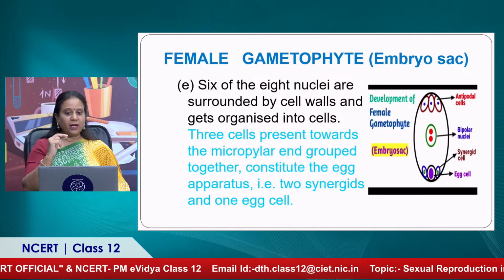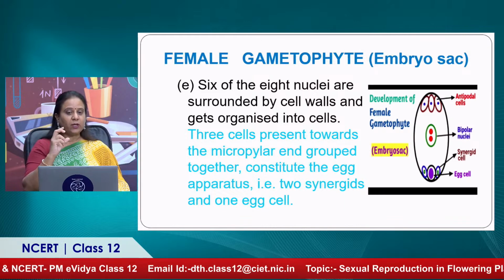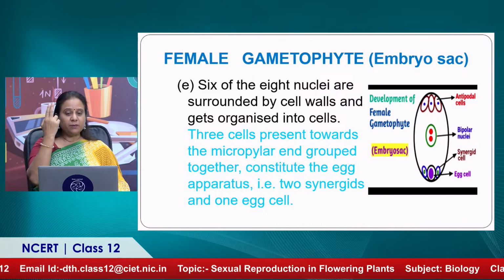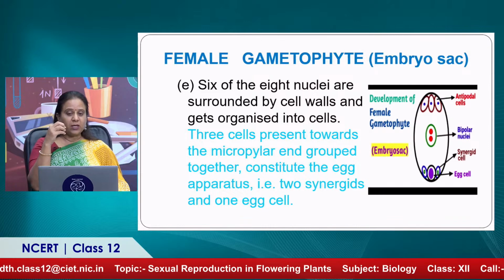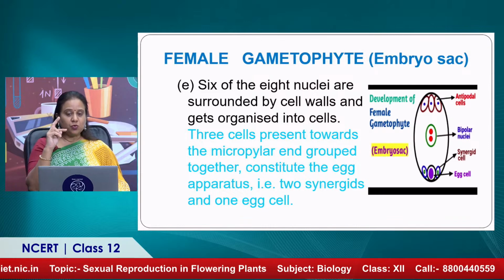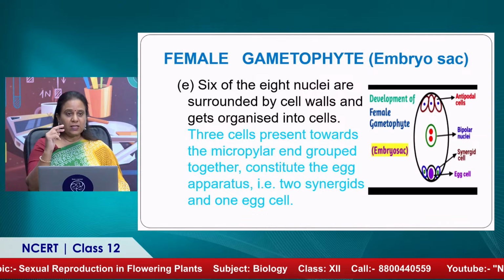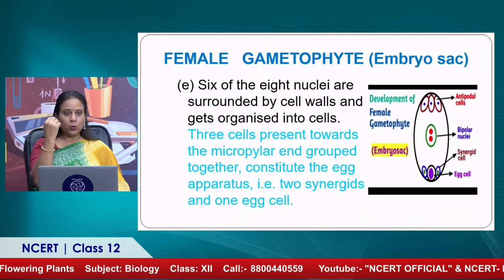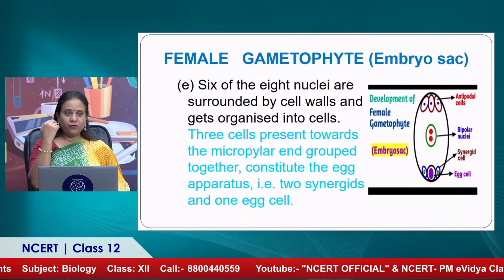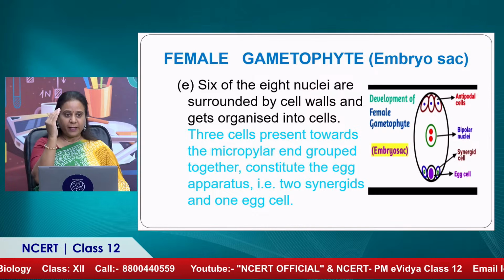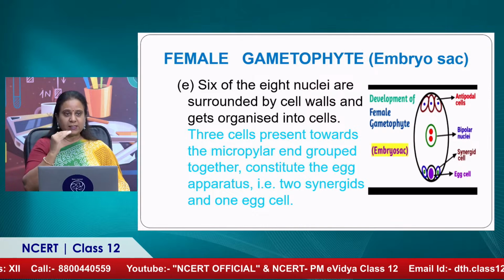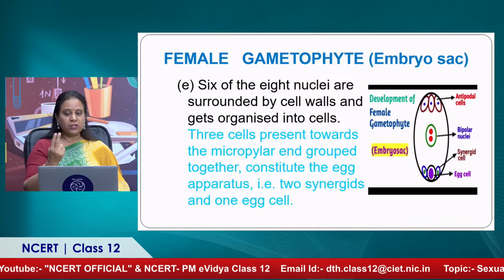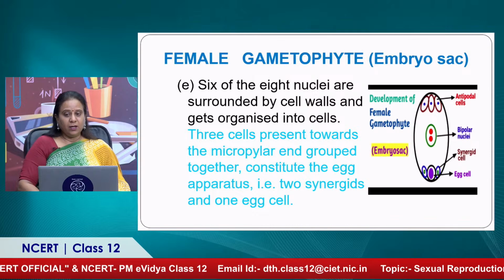6 of the 8 nuclei are surrounded by cell walls and get organized into cells. Now the 3 cells present towards the micropylar end are grouped together, and they constitute the egg apparatus, that is 2 synergids and 1 egg cell, and the 3 cells at the chalazal end form the antipodal cells. Total there were 8: 3 moved towards the chalazal end and became antipodals, and 3 cells come towards the micropylar end and form an egg apparatus, which has 2 synergids and one egg cell.